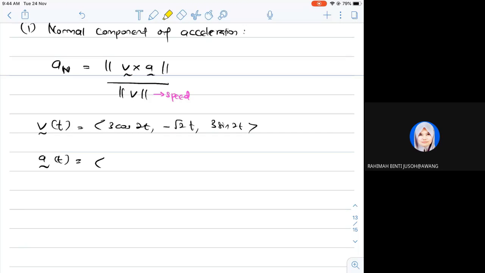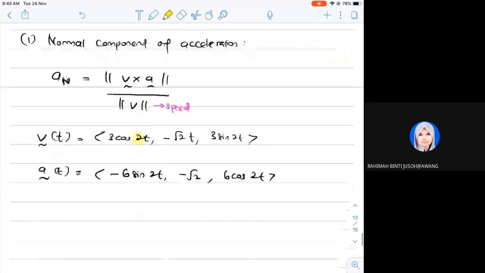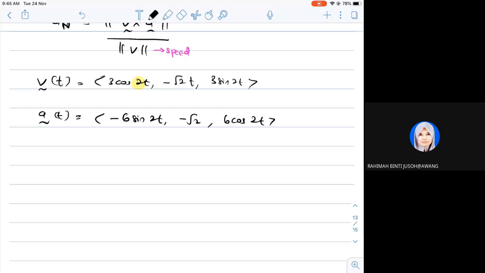So 3 cos 2t, differentiate. We bring this 2 to the front, so 3 times 2 becomes negative 6 sine 2t. Then differentiating negative square root 2 times t gives negative square root 2. And differentiating 3 sine 2t gives 6 cos 2t. Next, you are given t equals pi.